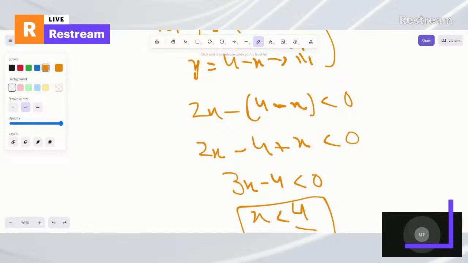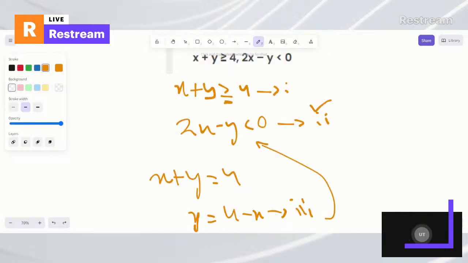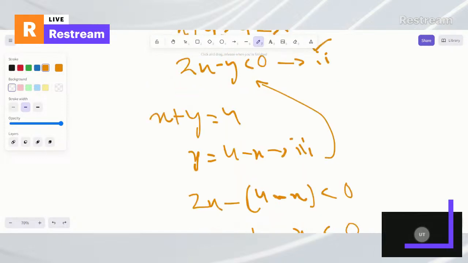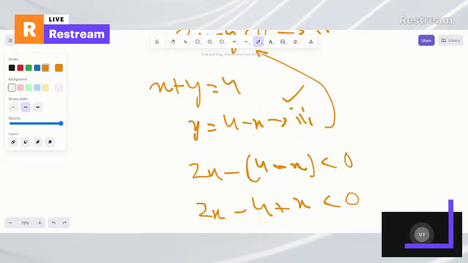And now what do I do in order to find out the value of y? What I do is I place my answer back into the equation, this equation, and find out the value of y. So if I place this number here, it's going to give me 0.